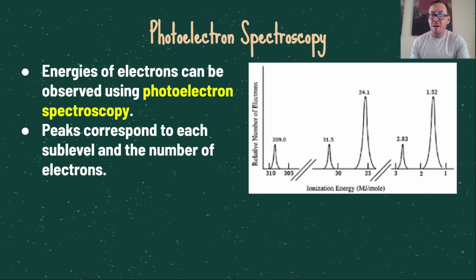So as you notice, on the far left-hand side here, we have the greatest ionization energy, which means that those peaks represent sublevels that are closer to the nucleus. So we would be able to label that very first peak on the left-hand side our 1s sublevel. And then the next peak would be 2s, then 2p, then 3s, then 3p, etc. The peaks then correspond to the number of electrons as well.